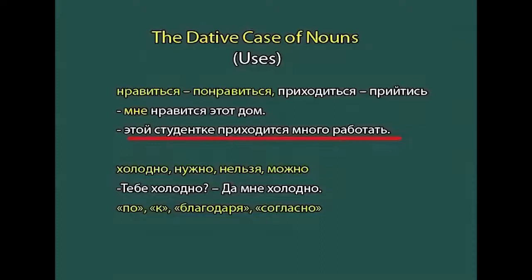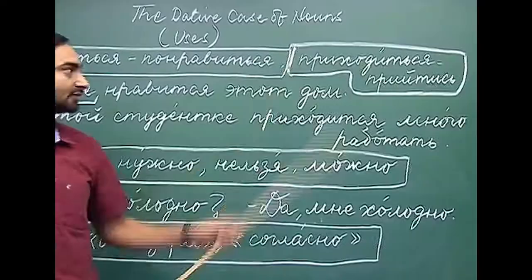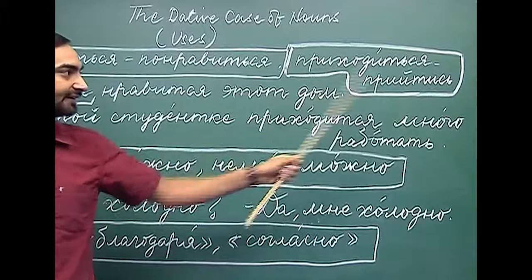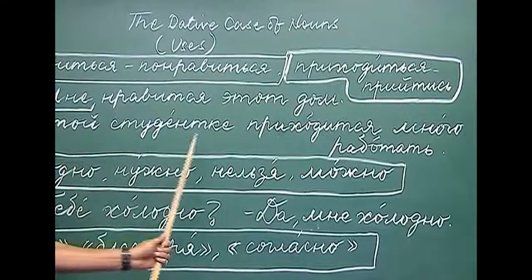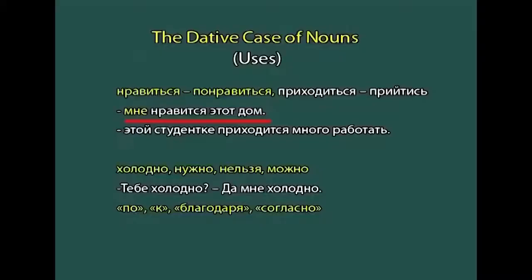Aita istujyant ke prikhojitsa mnoga rabotach. So this is from the second verb we have done, prikhajitsa and prichis. One has to. So this student, female student, has to work a lot. So here again, aita istujyant ke is in the form of dative case. So this student has to work a lot.